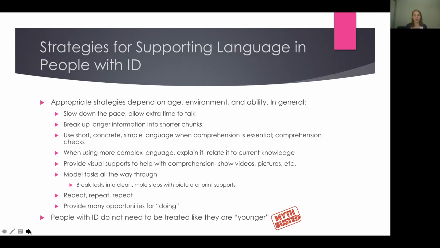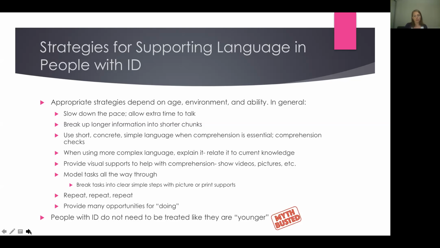And then you want to complete a comprehension check to make sure that they understood. Where am I going to pick you up? Here. What time am I going to pick you up? 5. Okay. If you are using more complex language, you really have to explain it, and you want to connect it to what they already know whenever you can. Use that as a base to gain more knowledge.